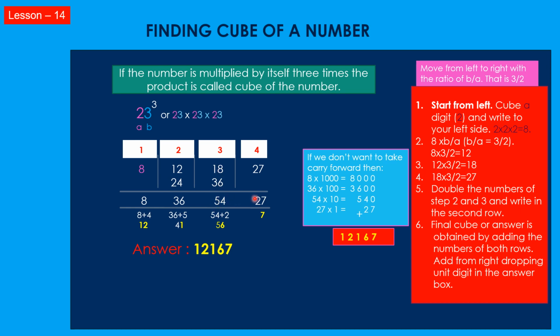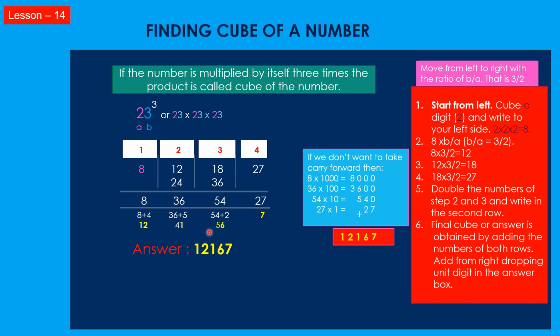Add from right, dropping the unit digit in the answer box. So here it is 27. In 27, drop unit digit 7 in the answer box. 2 is carried forward to the next number 54. 54 plus 2 is 56. Again drop 6 in the answer box. Carry forward the number 5 to the next number, here is 36.